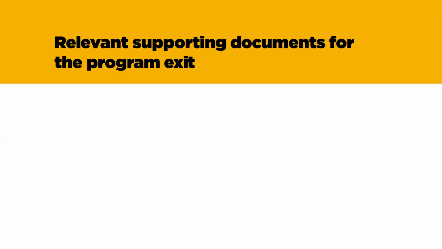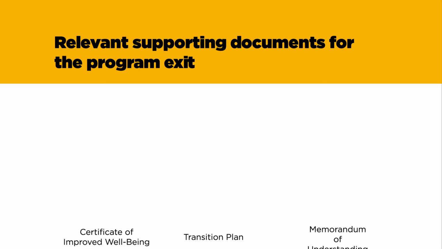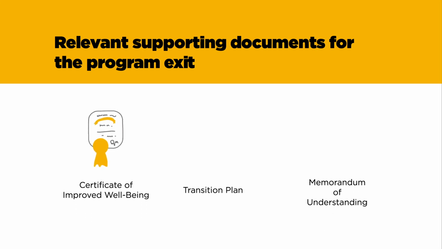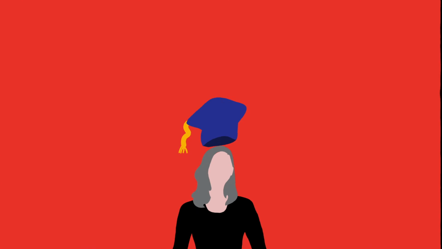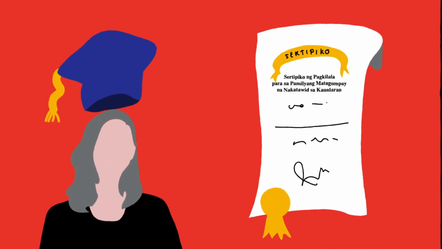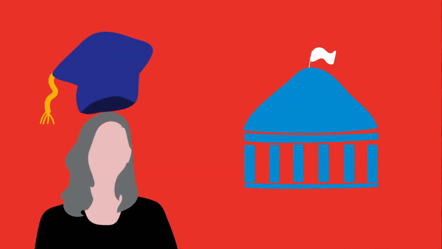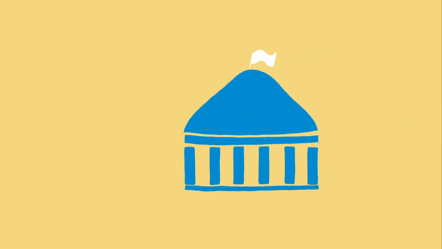Relevant supporting documents on the household beneficiaries' program exit are as follows: Certificate of Improved Well-Being, Accomplished Transition Plan, and Memorandum of Understanding with Partner LGUs. Beneficiaries assessed as ready to exit will participate in a region-wide or province-wide graduation ceremony. The ceremony aims to acknowledge and affirm milestones, accomplishments, and the overall improvement of the household's well-being. Graduating households will be provided with a sertipiko ng pagkilala para sa pamilyang matagumpay na nakatawid sa kaunlaran, or the Certificate of Improved Well-Being, and shall be endorsed to their respective LGUs for continued support services.